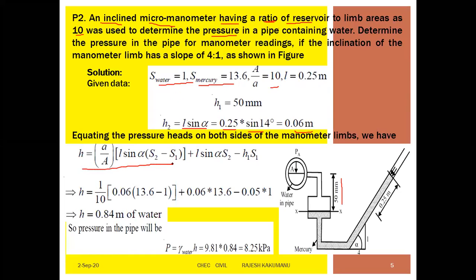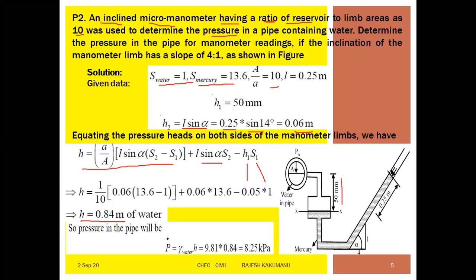H is equal to A2 by A1 times L sin alpha (S2 minus S1) plus L sin alpha S2 minus H1 S1. Now directly substituting these values, A2 by A1 is equal to 1 by 10. L sin alpha is equal to 0.6 meter, so 0.06 into (13.6 minus 1) plus L sin alpha is 0.6 into 13.6 minus H1, which is 0.05, S1 is equal to 1. Now calculating, we are getting the height as 0.84 meters of water. The height of water is 0.84 meters.